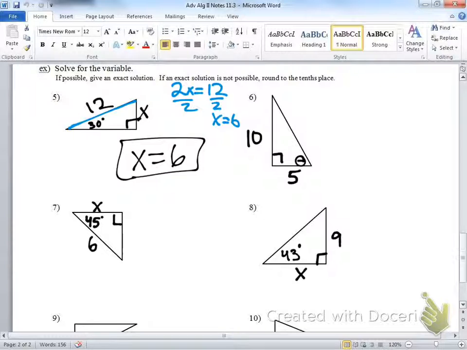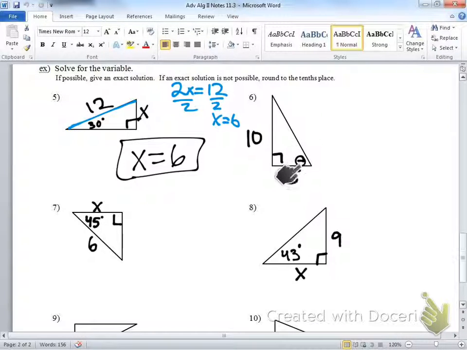Definitely not. That's a 30-60-90 too. All right, this one, number 6. You can't go by looks. It's geometry. So this number 6 is not a special triangle. If the 10 was the hypotenuse, it'd be a 30-60-90, but it's not.